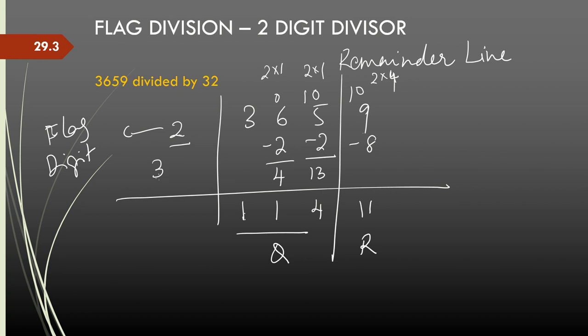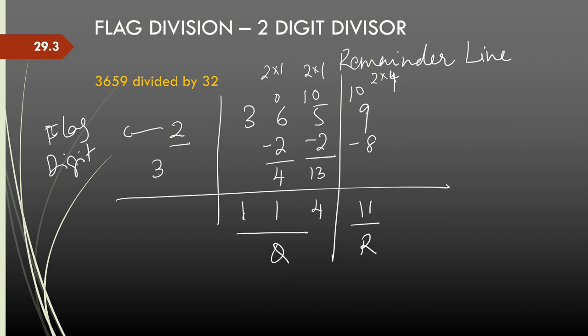Then 13 I divide by 3, 4 times. Remainder 1 is carried forward as 10 to the next step. Then I adjust 2 into 4, 8, which I subtract from the remaining digits here. So 19 minus 8 is 11. So 11 is the remainder, 114 is the quotient.